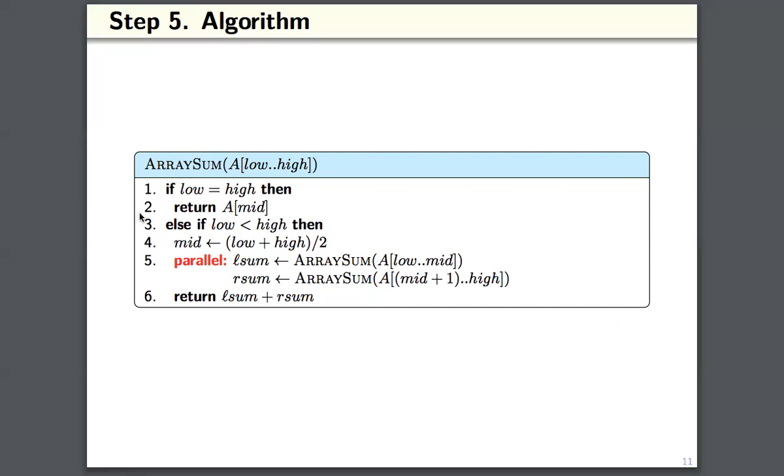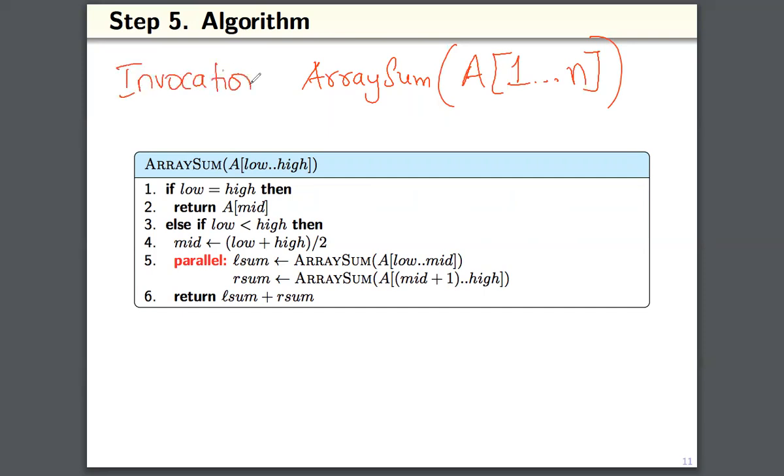So here is your array sum, A of low to high. Whenever you see this, can you tell me what is the invocation? How do you invoke this function? Array sum, A of 1 to n, because that was your original array. So 1 goes to low, n goes to high, and you recursively solve that. This is your function invocation. The first time you call this function is like this.